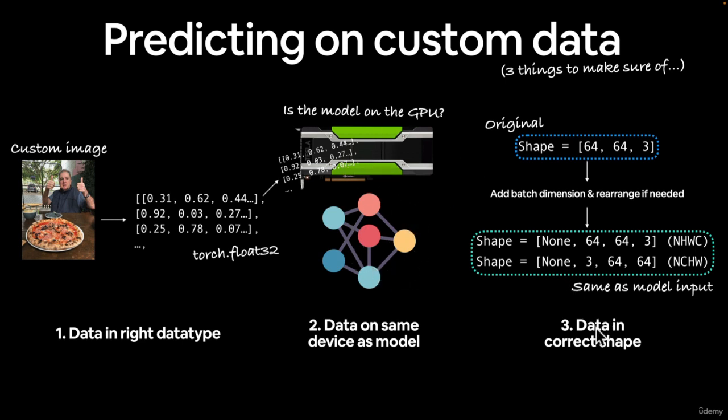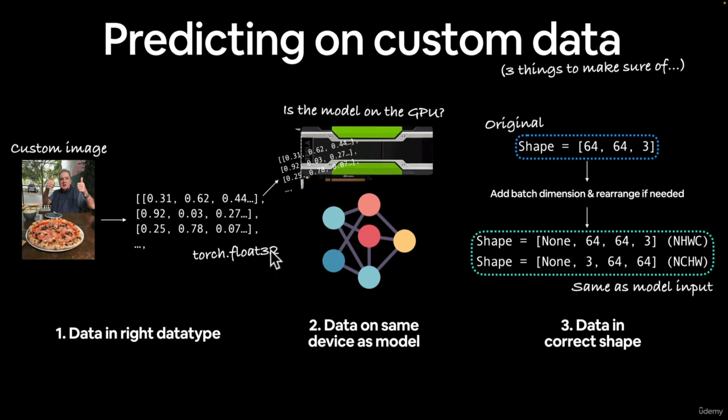And then we had to make sure our data was in the correct shape. So the original shape was 64-64-3. Actually, this should be reversed because it was color channels first, but the same principle remains here. We had to add a batch dimension and rearrange if we needed. So in our case, we used images of this shape, batches first, color channels first, height, width. But depending on your problem will depend on your shape, depending on the device you're using will depend on where your data and your model lives, and depending on the data type you're using will depend on what you're using for Torch Float 32 or something else.